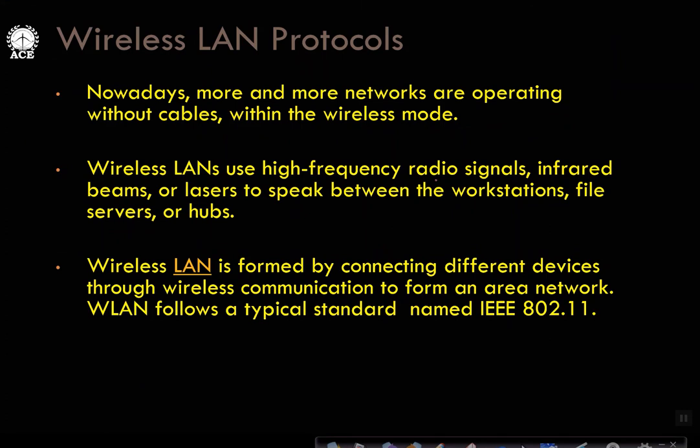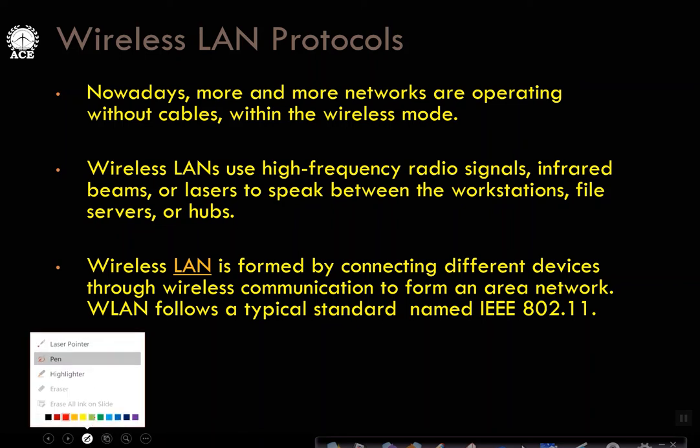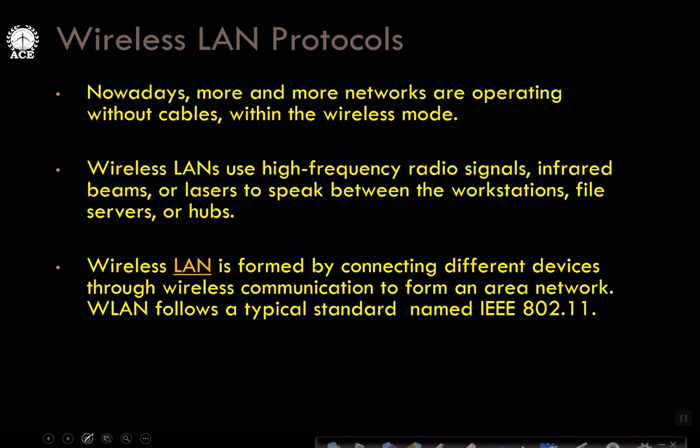Wireless LANs use high frequency. Look at this, the possibility of communication. What are the possibilities of media? Maybe radio signals or infrared beams or lasers to speak between the workstations and servers and other resources. It is wireless LAN, popularly written as WLAN, formed by connecting different devices through wireless communication to form a local area network. And every network generally will have its own specifications which are specified in IEEE standards.